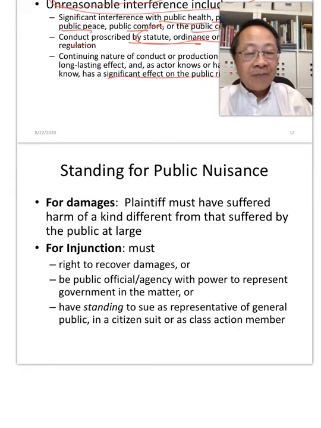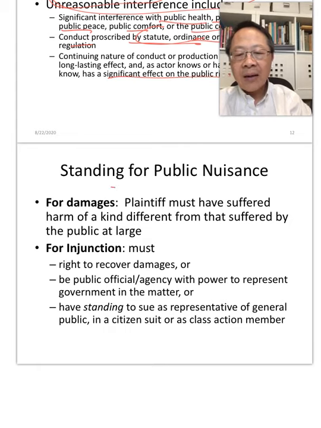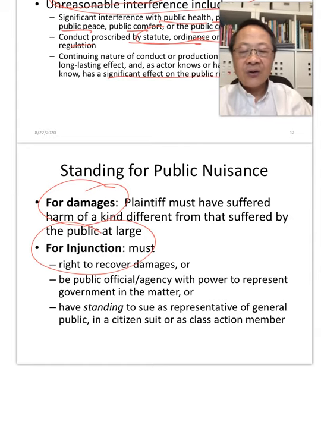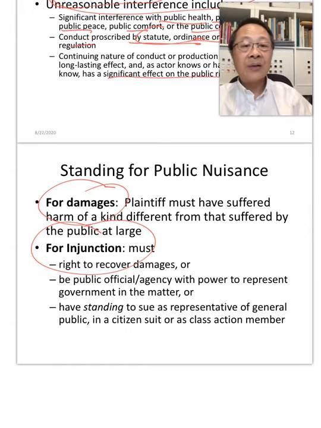Now, the government may usually bring a public nuisance claim. There is a difference here, just a quick note, between damages and injunctions. Usually, standing for an injunction requires having the right to bring a claim for nuisance, while for damages you also have to have some ability to bring a claim on behalf of a broader group, not just yourself. But as I said, government officials generally have standing to bring a public nuisance claim.